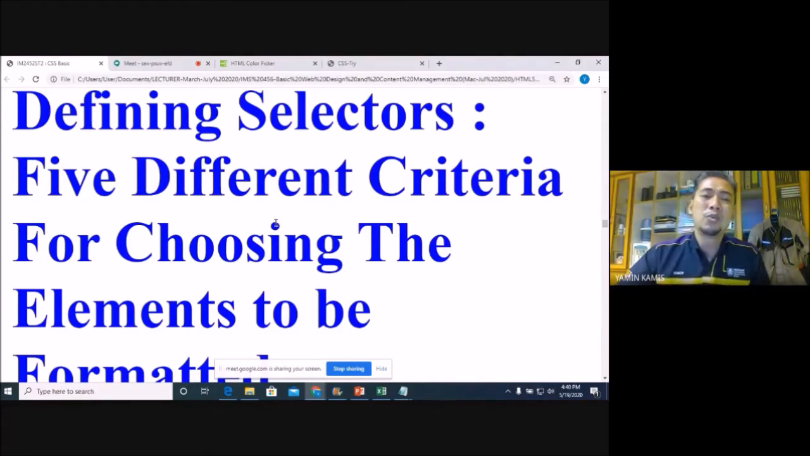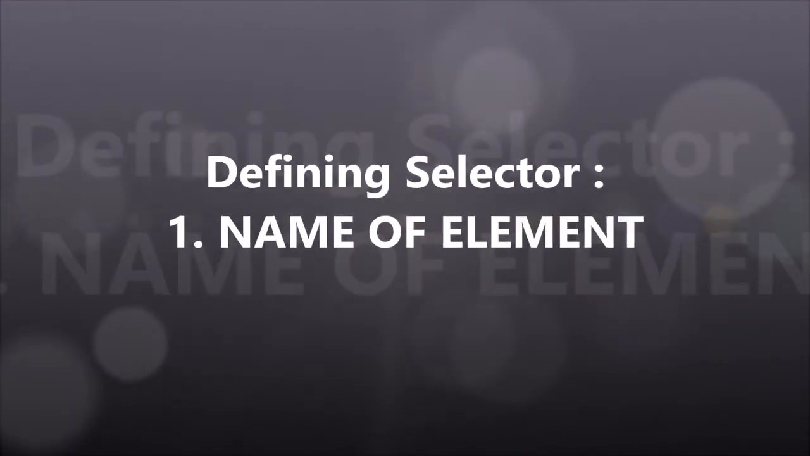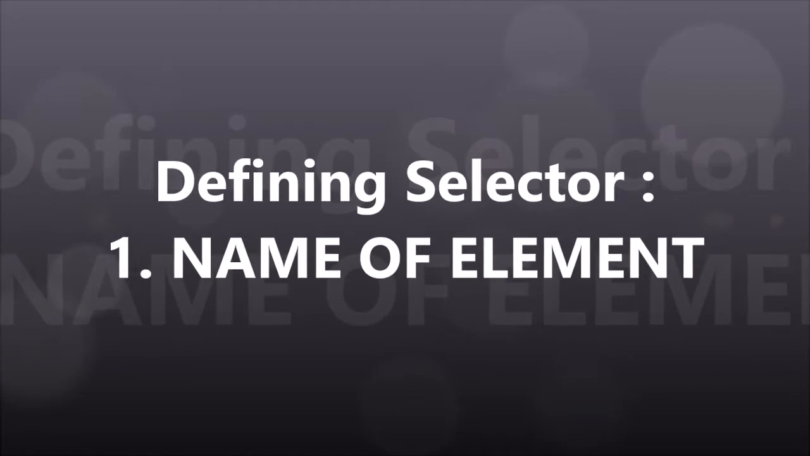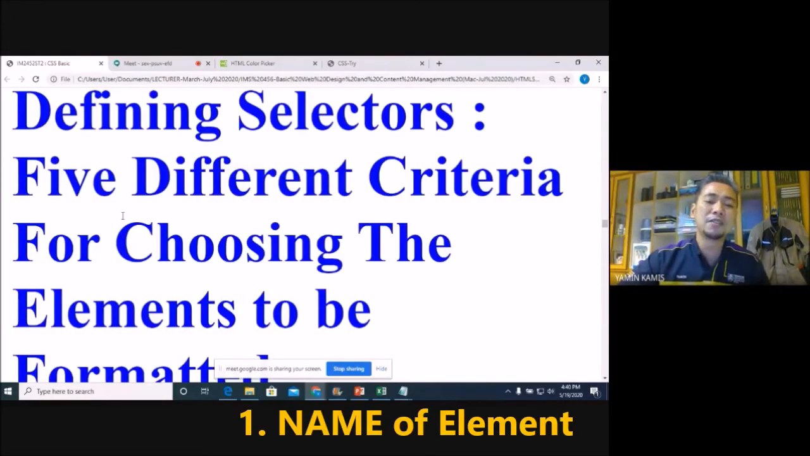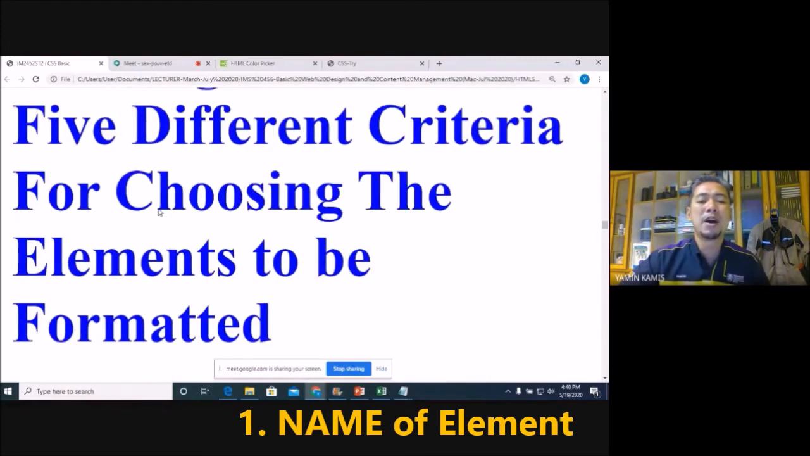All right. Now, when we want to apply the style to HTML, or to the web page, we have to carefully select which part that we want to change. And therefore, in terms of declaration, declaration is just a matter of what style you want to use. But most importantly, you need to define your selectors. So basically there are 5. I will explain one by one.